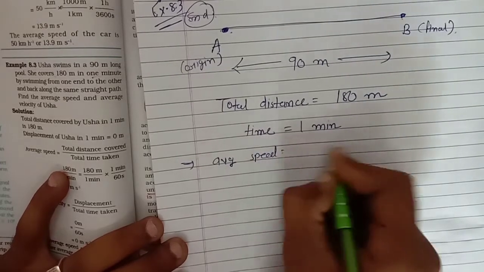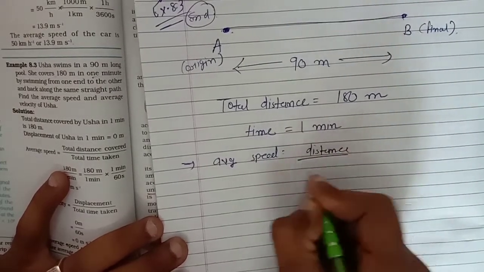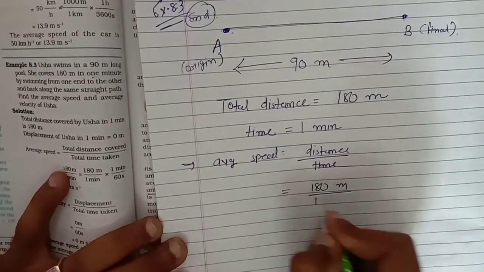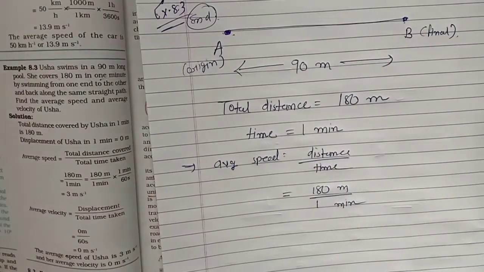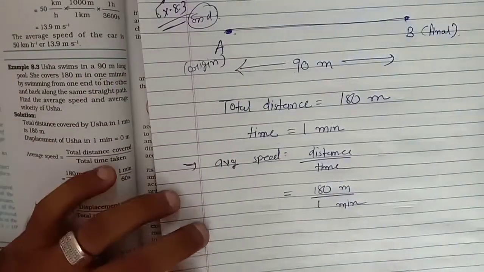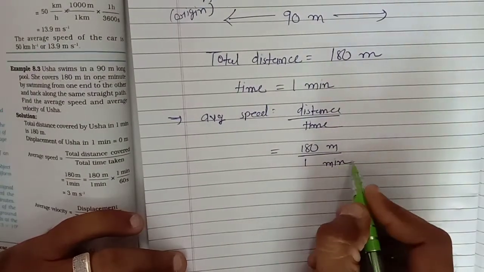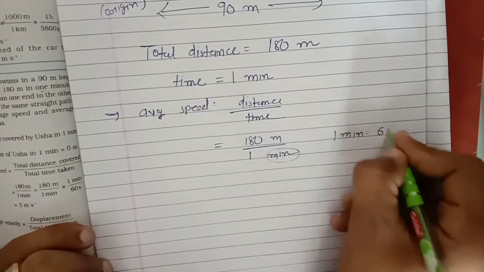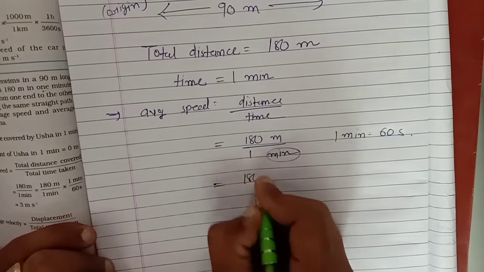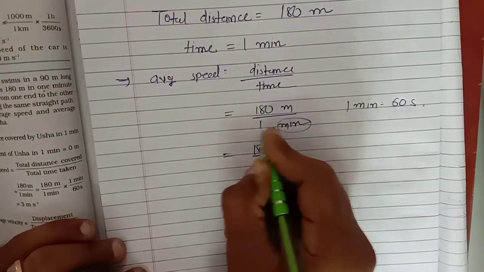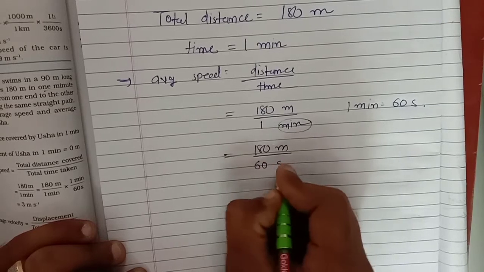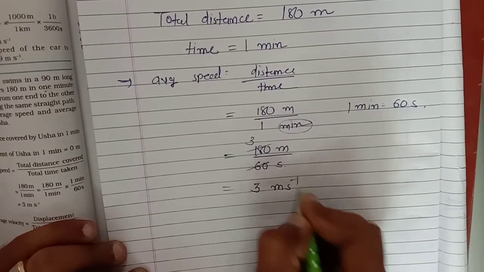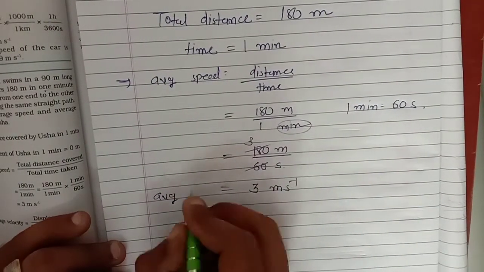So first we have to find the average speed. Average speed is equal to distance upon time. Distance 180 meter and time 1 minute. But we need the answer in which unit? Meter per second unit. So we have to convert 1 minute into seconds. 1 minute is equal to 60 seconds. So write here 180 meter upon 60 second. 6 3s are 18, so 3 meter per second is the average speed of Usha.